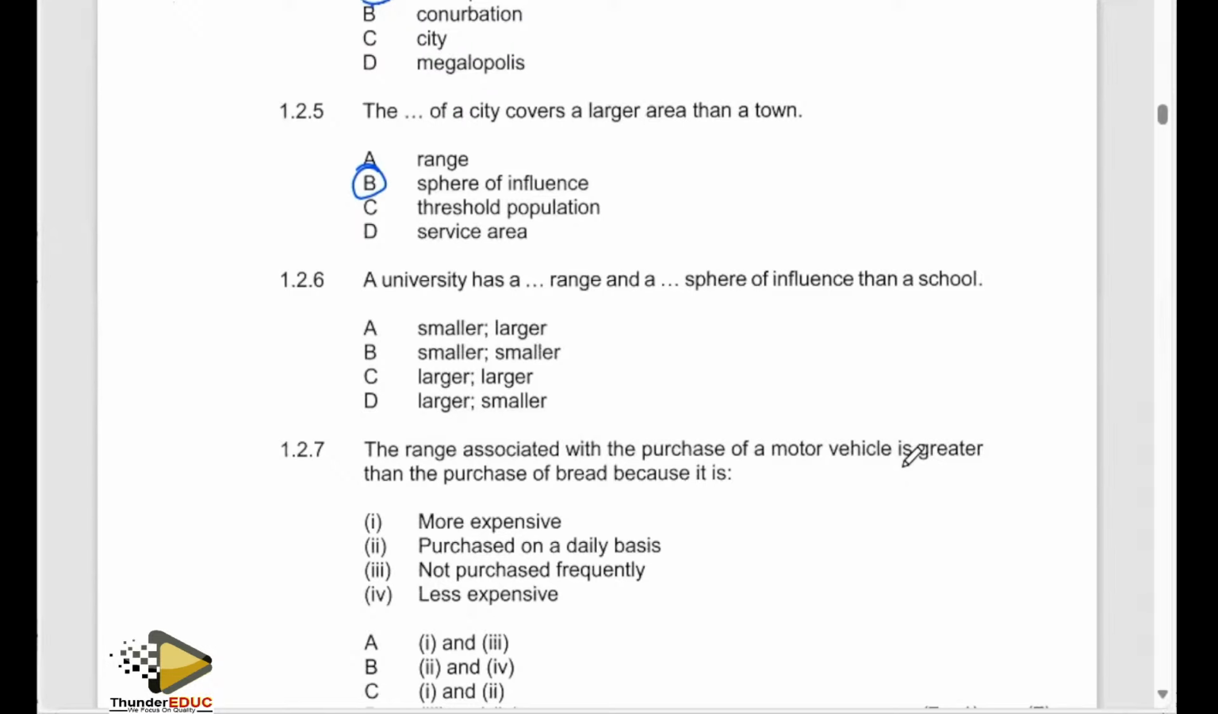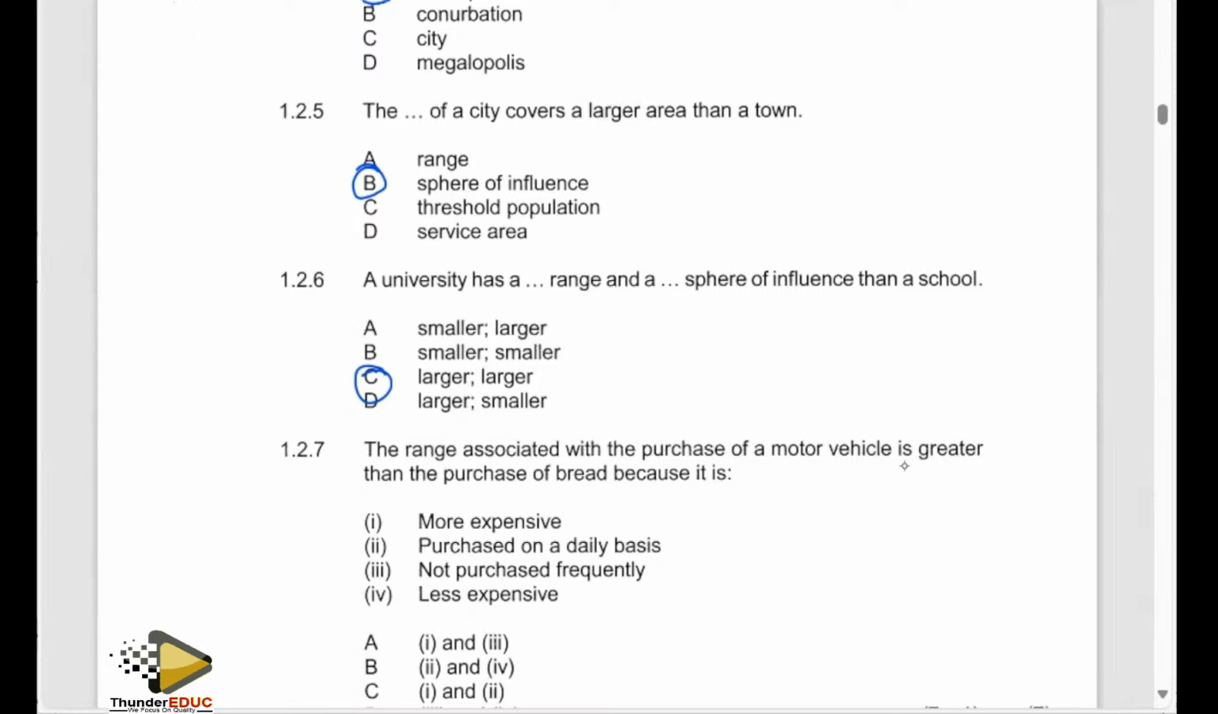And also the sphere of influence, remember, high order services attract people from distances, which means that their sphere of influence is also going to be bigger compared to that of a school. A university versus a school: a university is a high order service, while a school is a lower order service when you're comparing those two. So it must be a larger range and a larger sphere of influence, which is option C. Right. Move on to the next question.